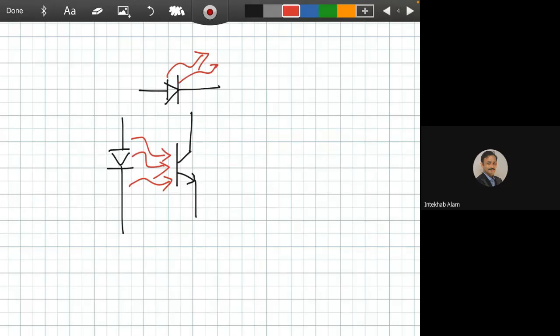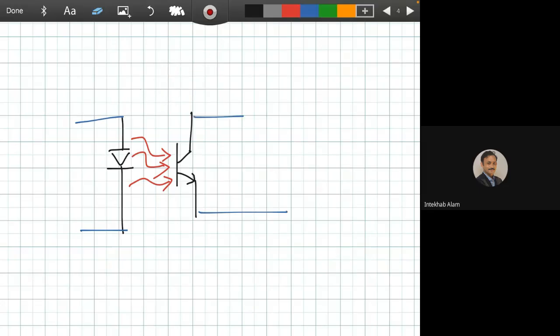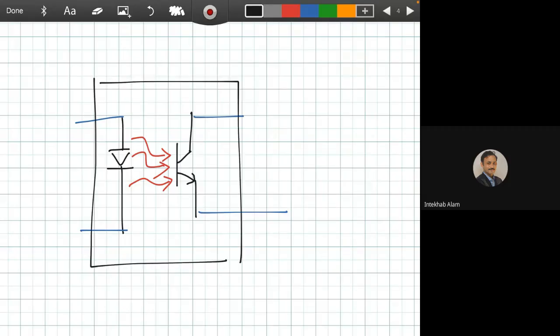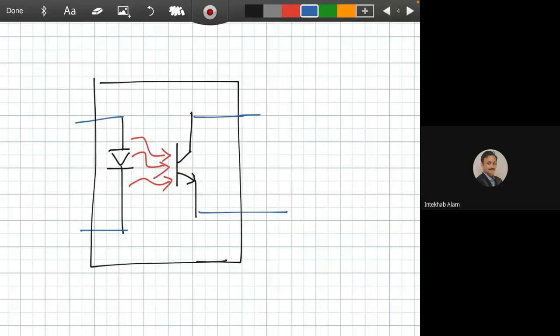Using this analogy, we can make a circuit. This is an optical signal. So this is an integrated IC, and we can make it. Do you have any confusion?